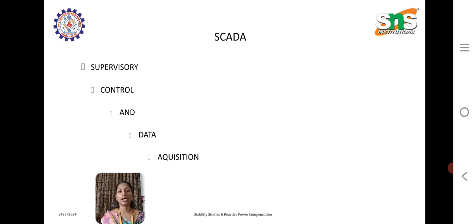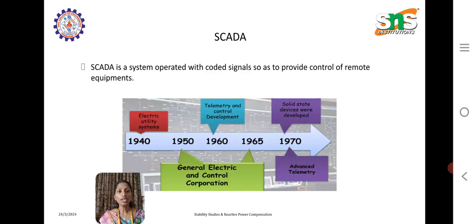So this is the upgraded technology which, before, was used in power systems for data collection at the place where we are. We don't want to go to the site, so we can get the voltage values and current values which are generated in a wind turbine at our place. So SCADA is a system operated with coded signals so as to provide control of remote equipments.